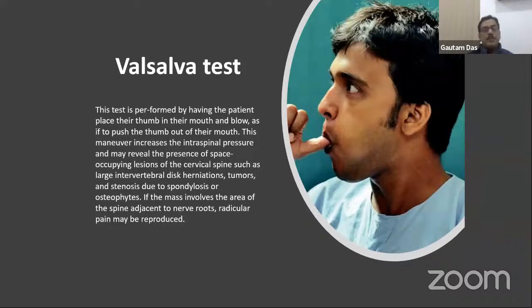Then is the Valsalva maneuver. So you are putting pressure with the thumb there, or even just closing your mouth and then trying to exhale, so that your thoracic pressure is going to increase, and that can reproduce the symptoms which the patient is having.